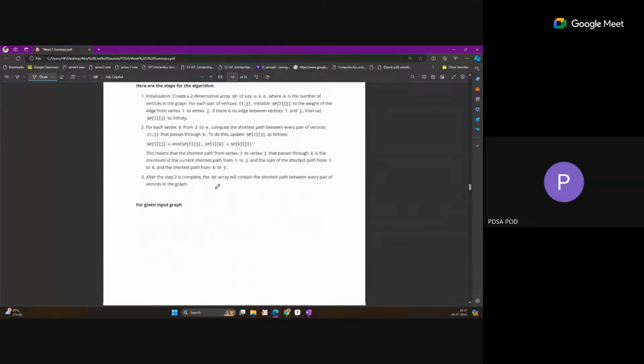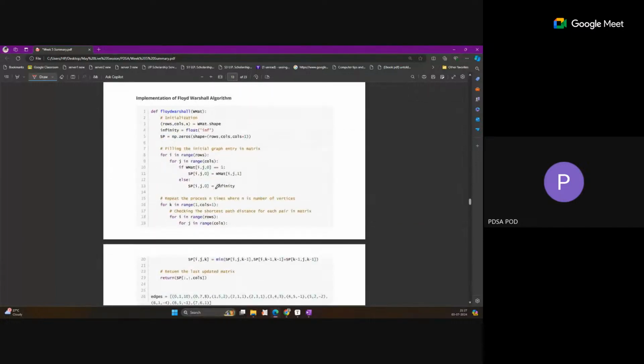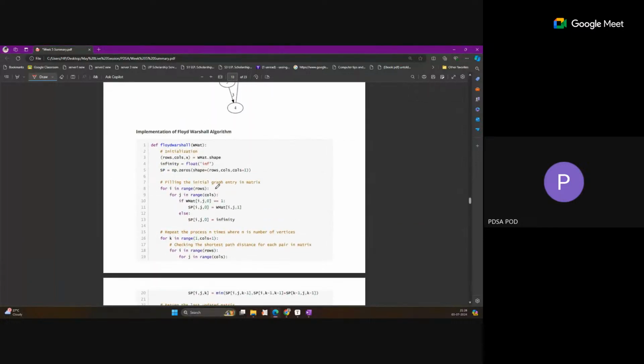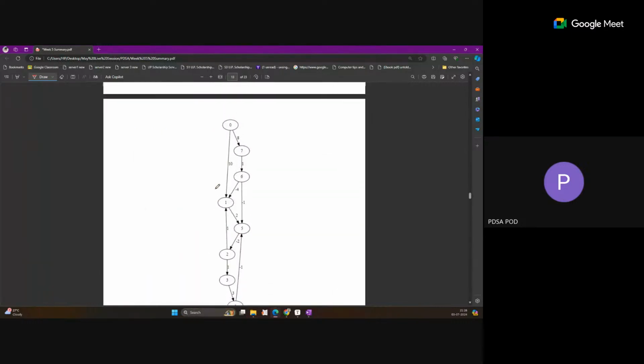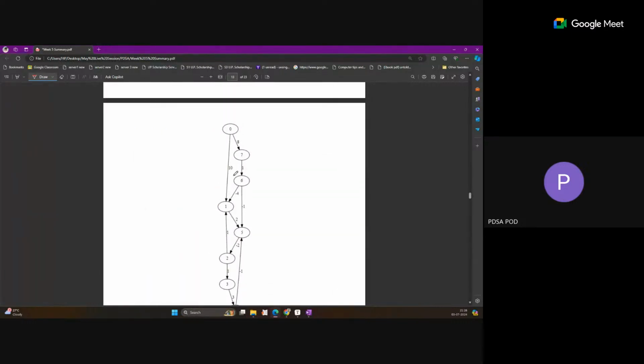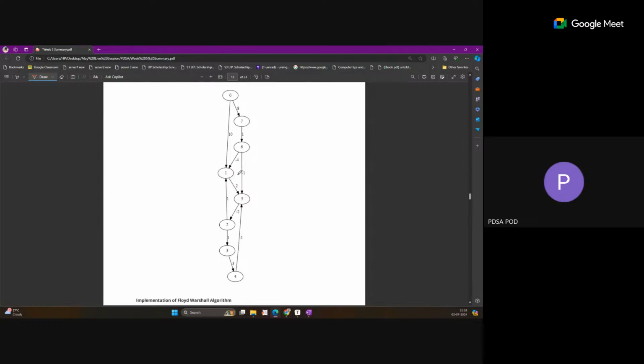So the code is again easy, but the understanding is a little bit difficult for this. So we have the graph, 0, 1, 2, 3, same things. How many vertices do we have? We will repeat the process that many times. So if we have 8 vertices, we will repeat this process 8 times.